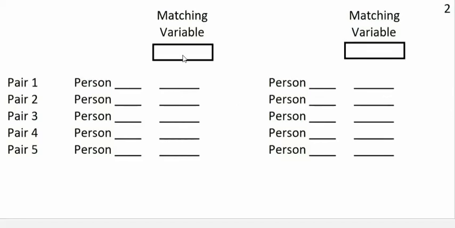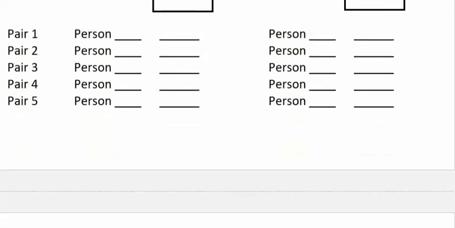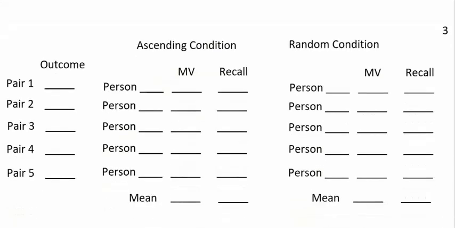So matching variable scores go here and matching variable scores go here. Once you've created your matched pairs, you need to randomly assign your participants one pair at a time. The two conditions are going to be the ascending presentation and the random presentation, which are the same conditions from our last activity. It's the same recall experiment.